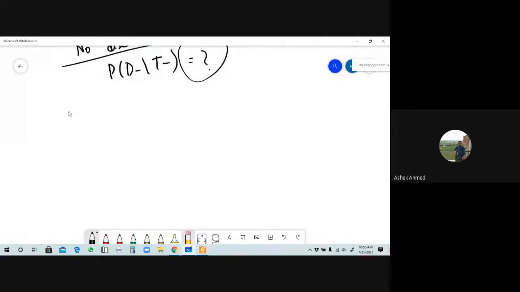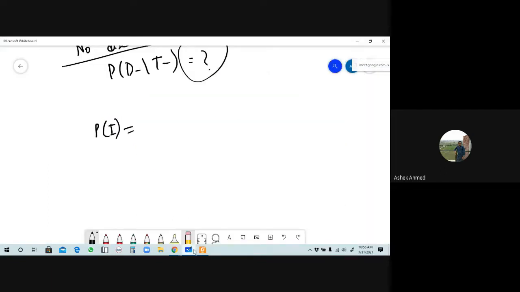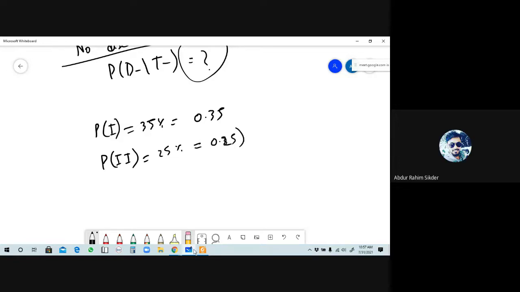Okay, this represents machine 1's probability of producing springs. That will be 35%, and 35% means 0.35. Machine 2's probability is 25%, which means 0.25. Similarly, machine 3's production probability is 40%, which means 0.4 here. Is it right?